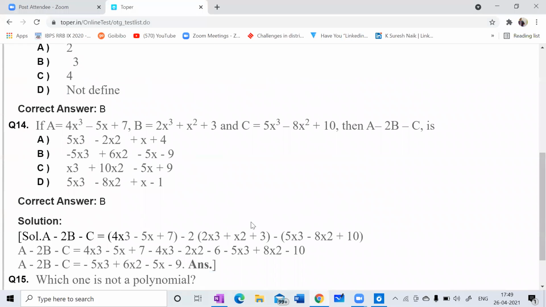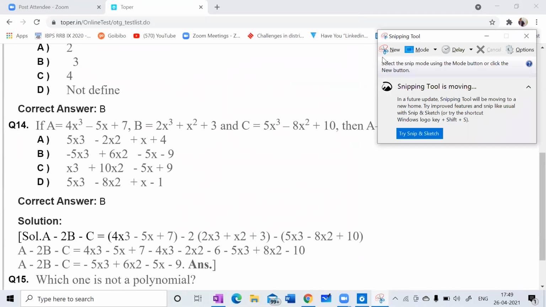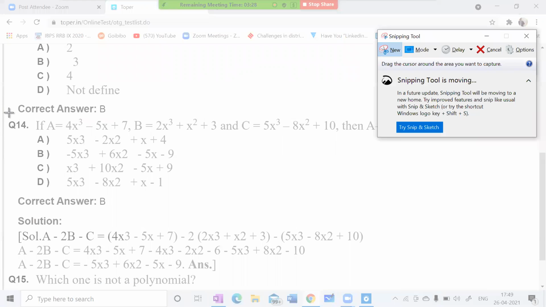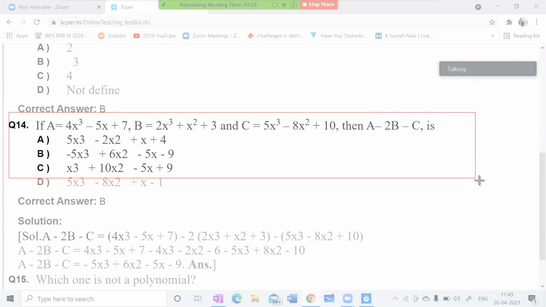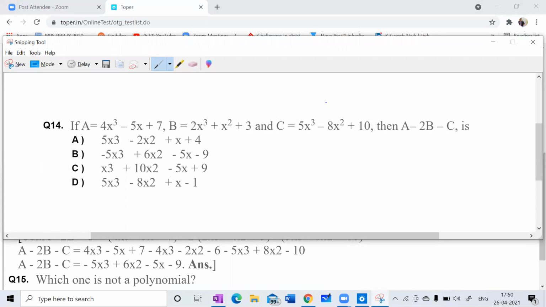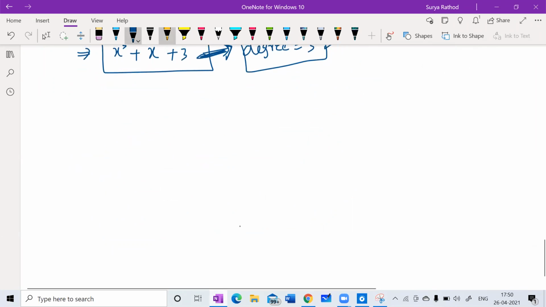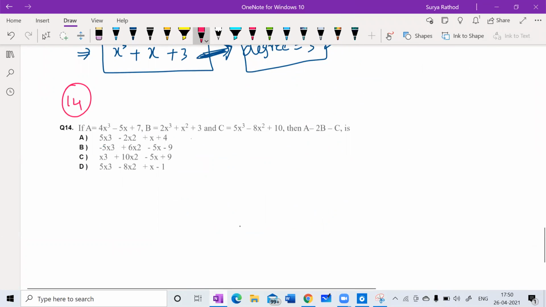Look at this here. Very interesting question now. 14th question: if A is equal to 4x cube, given. So just a minute. Let me cut this question and paste it over there. See here. How many of you did this question correctly? Tell me. Mohit, Shreyan, Shreya. Very good.